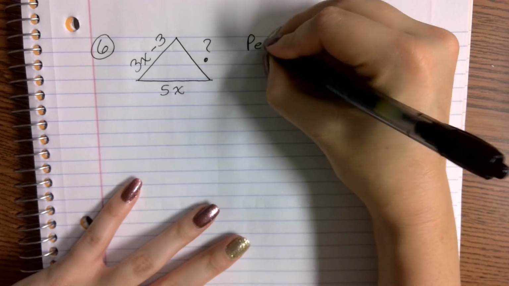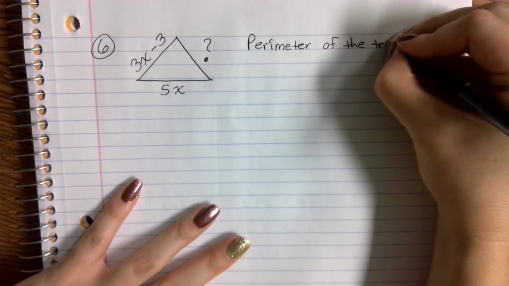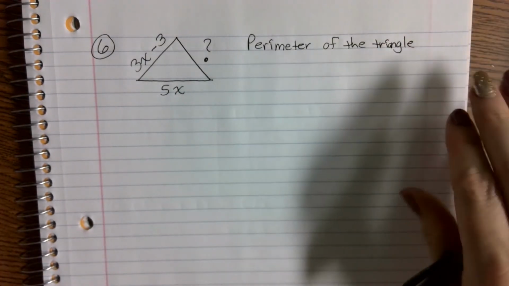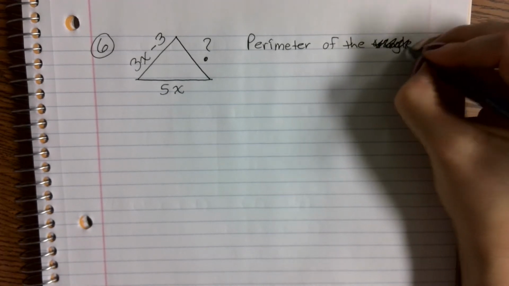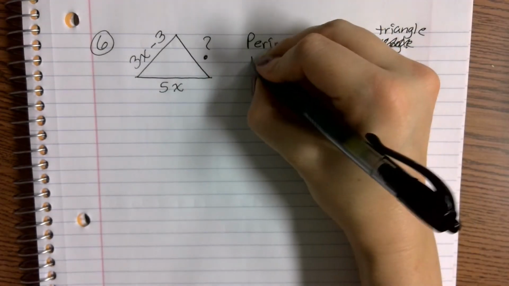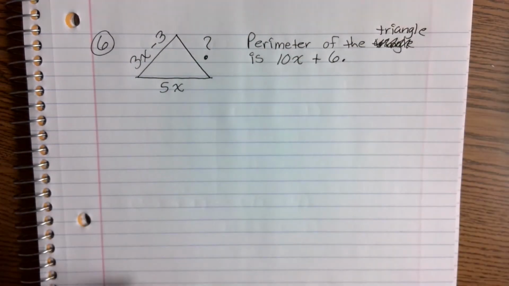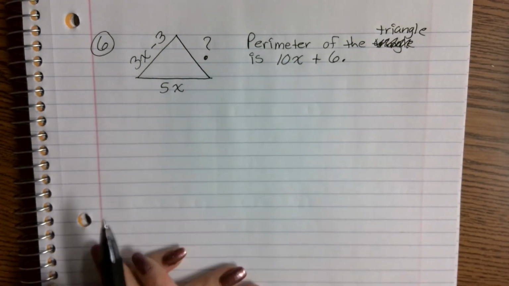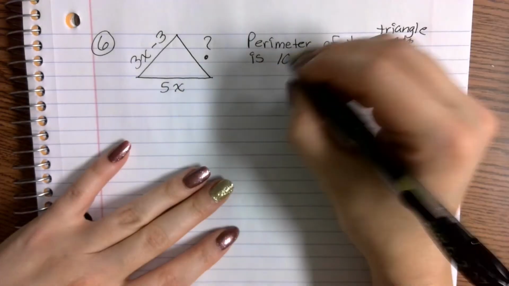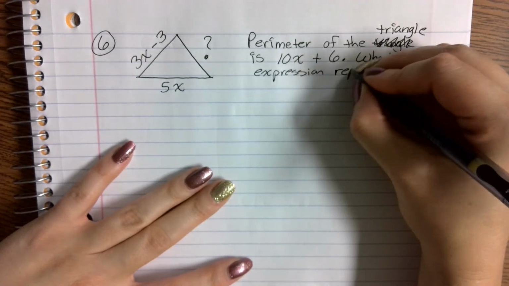Okay, so in a problem like this, they might give you something like the perimeter. So I'll say the perimeter of the triangle. And again, what do we mean by perimeter? The total. If you add all three sides together for that triangle, then that's going to give us 10x plus 6. I'm saying that that's my perimeter. So I want to know, what expression represents the missing side?